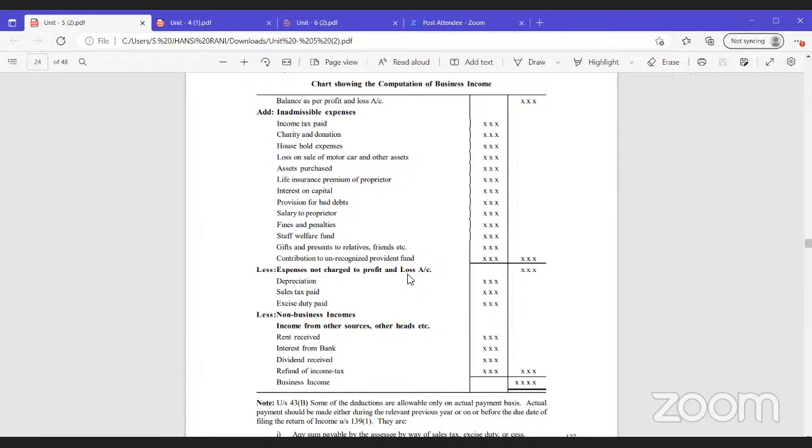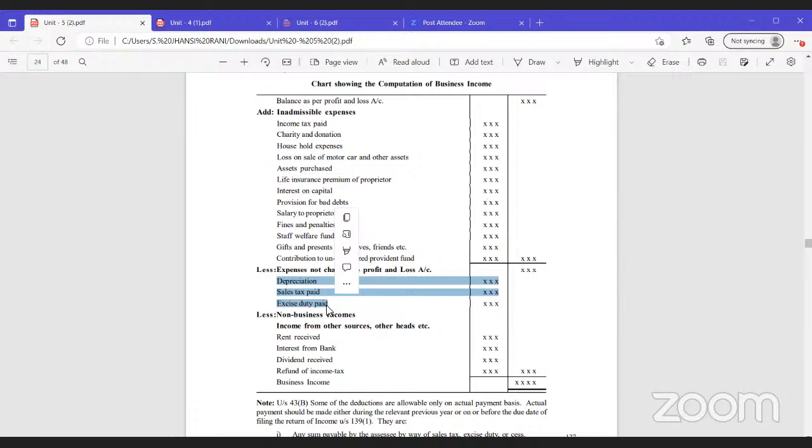According to that, only that depreciation has to be provided, which is called allowable depreciation. So for expenses not charged to profit and loss account, this has to be written actually. These are expenses, but they have not been written in the profit and loss account. So now we will write it.